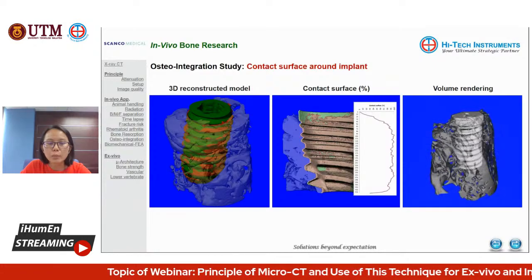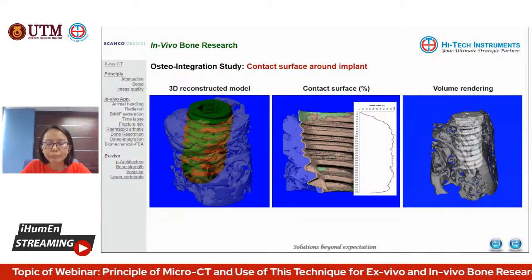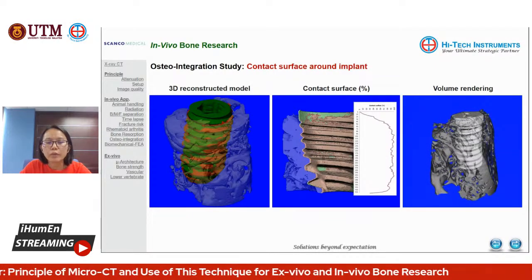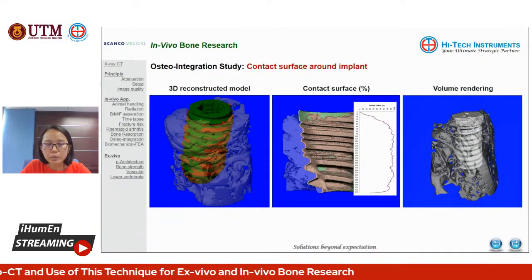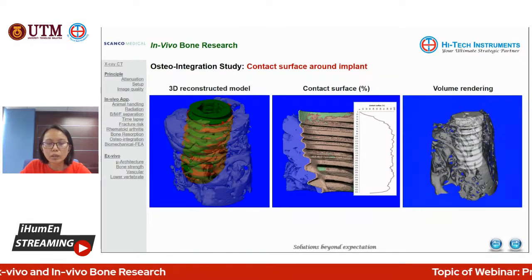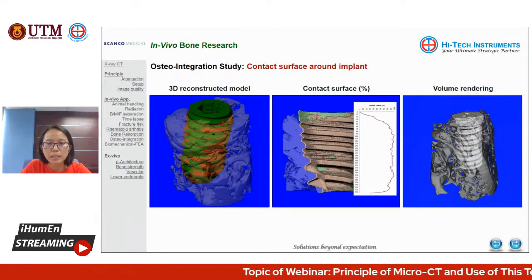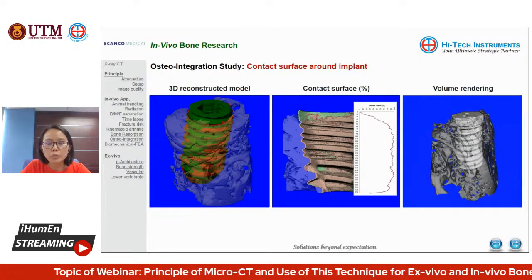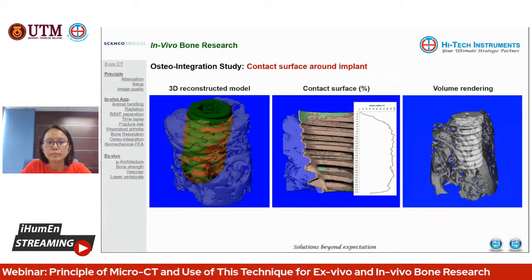So with this kind of data, we can get information from 2D slices, from a 3D reconstructed model with different color labeling to indicate the contact surface. We can also get a volumetric kind of measurement in numbers in a graph form, and we can also make it into animation.